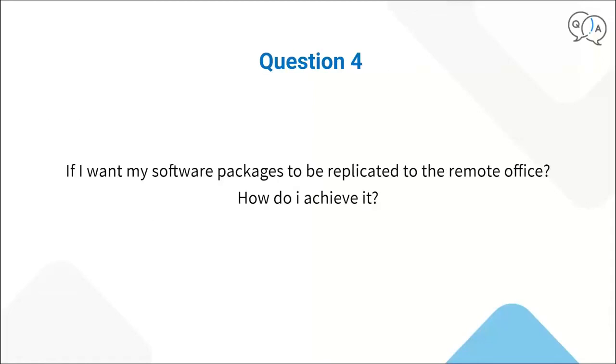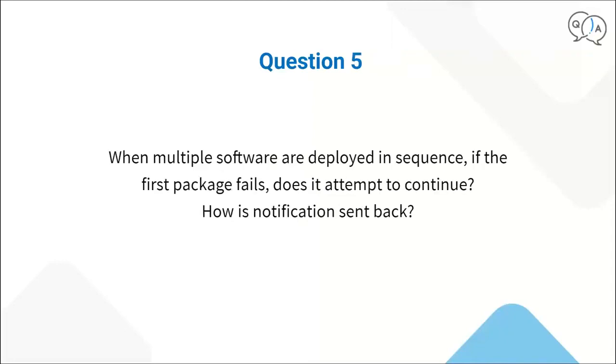If I want my software package to be replicated to a remote office, how do I achieve it? Your software packages need to be uploaded in the HTTP repository for it to be replicated in the remote office. When multiple software packages are deployed in a sequence, if the first package fails, does it attempt to continue? Well, no. When you're deploying multiple packages and your first package fails, it does not proceed with the next package. But you can choose to enable notifications where your IT administrators or IT technicians will receive an up-to-date status of the particular application.